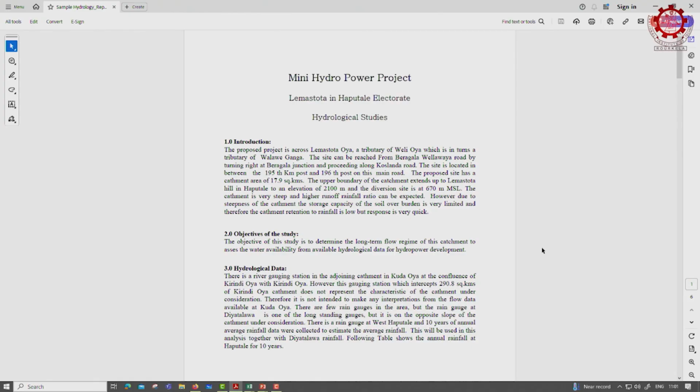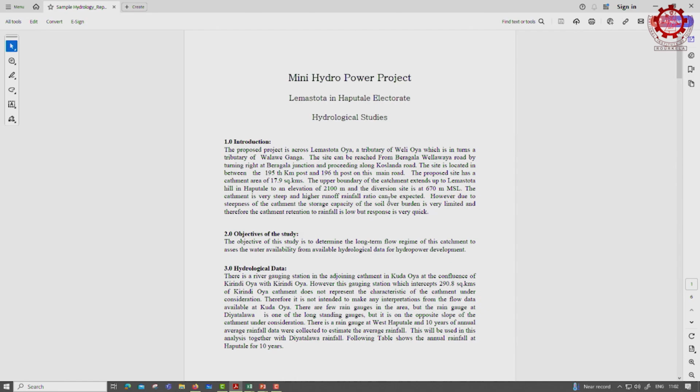So, this is for a project that we did in Sri Lanka. We have given this diversion location to a hydrologist. This is the report he submitted to us after his study. He took about 1 month for the studies with his expert knowledge. I will not read the entire report, but I will just read some initial lines. The proposed project is across Lemastota, a tributary of Valley Oya, which in turn is a tributary of Walave Ganga. These are names of the rivers. The site can be reached from these places and so on.